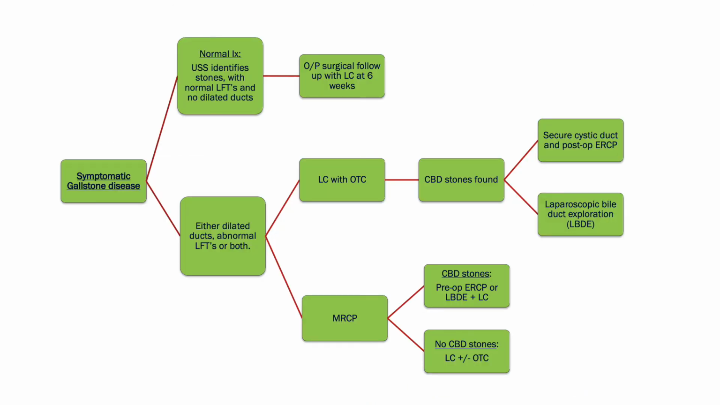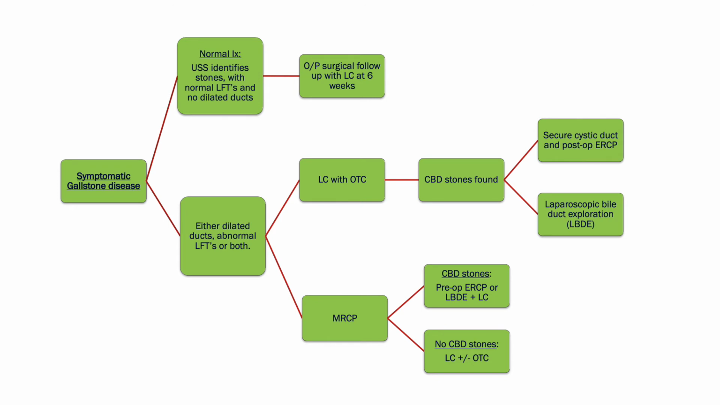On this slide, we'll be talking about the management pathway for symptomatic gallstone disease. So in that top arm, this is the example of our patient in our case. So it's a gentleman with biliary colic, but he's got normal investigations. So the ultrasound does show he's got stones, but the LFTs are normal and there's no dilated ducts. This patient would be sent home on a low-fat diet and they'll have outpatient surgical follow-up with the aim of doing a lap chole at 6 weeks.